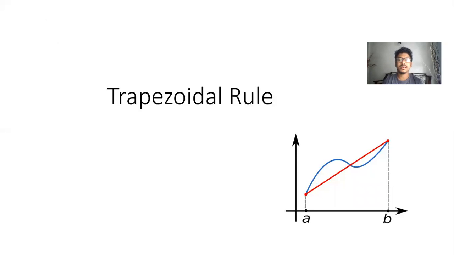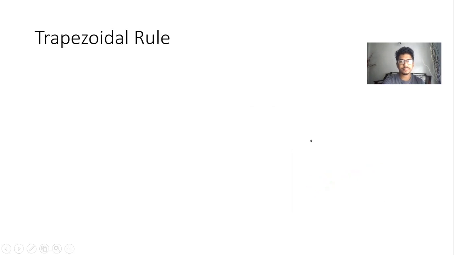Hello friends, in this video I'm going to talk briefly about the trapezoidal rule. The trapezoidal rule is an approximation to a definite integral. Okay, so let's begin. Let us say we want to integrate a function f of x in the limit from a to b. We know integration, in the sense, means finding the area under the curve.